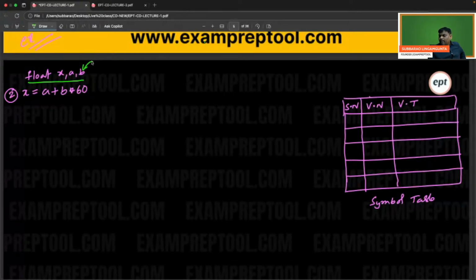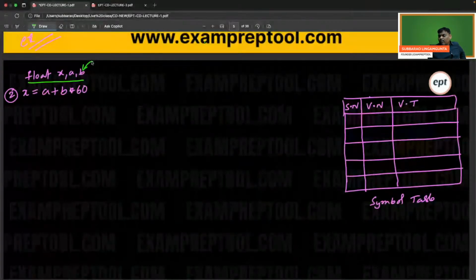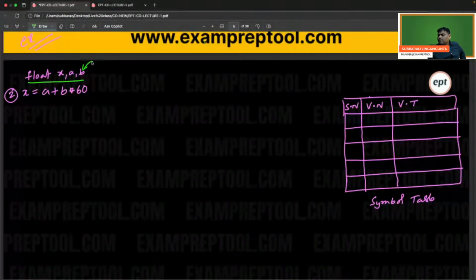The compiler will ask the semantic analyzer, hello semantic analyzer, it is a declaration, meaning every variable has a data type, please store in the symbol table. So see this one, sequence number 1, variable name is X, type is float. Next one, variable name is A, type is float. Declaration time only I will get to know the type of a variable.